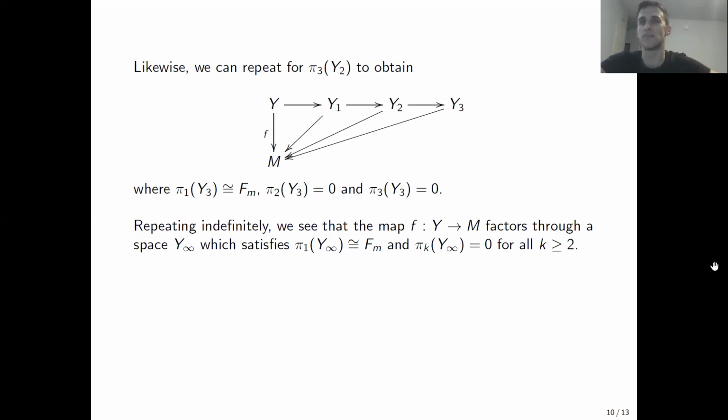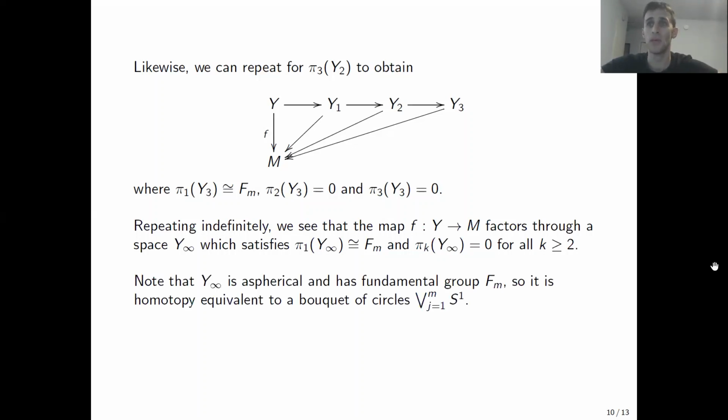You can just keep doing this. So if you repeat indefinitely, what you see is that your initial map that you started with, with no assumptions on that map, it's just a continuous map, has to factor through a space called Y sub infinity, where the fundamental group is the free group on M generators, and all the higher homotopy groups are 0. So each stage we're killing another homotopy group. So in particular, this space is aspherical, and its fundamental group is the free group on M generators.